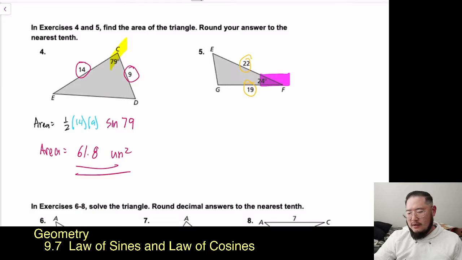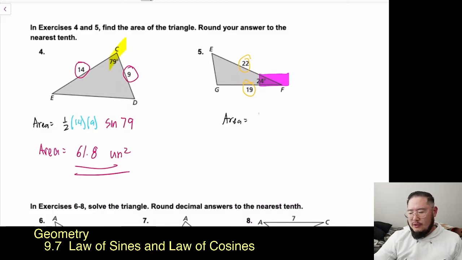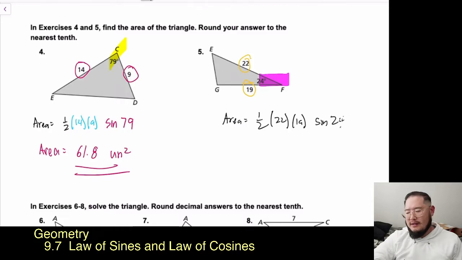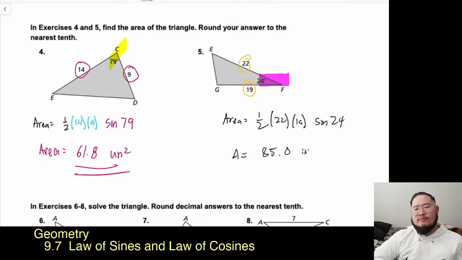Area is equal to 1/2, and think about it like 1/2 base times height, area of a triangle. So we'll just plug in 22, 19, and then we'll have sine of 24. Try plugging that in, and then hopefully you get your answer right here of 85.0 units squared. All right, and there you go. Problem number 5.